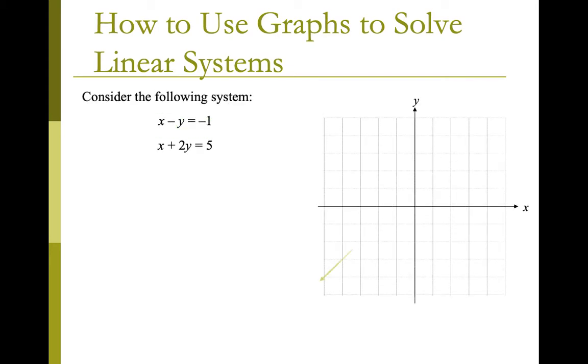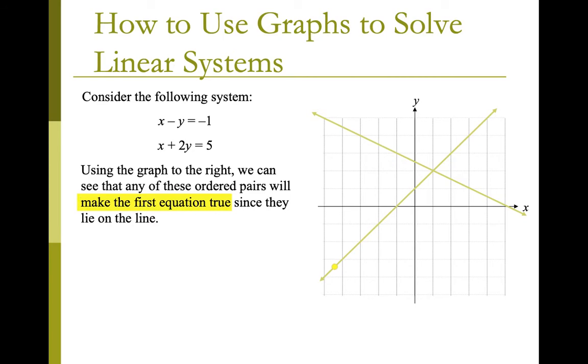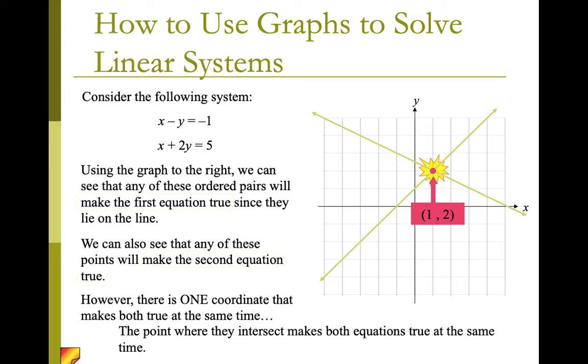So here's how to graph and solve linear equations. Systems of equations, one way you can do it is you can graph them out. Using the graph to the right, we can see any of the ordered pairs will make the first equation true, since they lie on that line. Then we do the same thing for the second one. We check whether any of those points will make the second equation true, but there's only one point where they meet. This is the one coordinate, the point that makes both statements true. The point where they intersect makes them true at the same time.